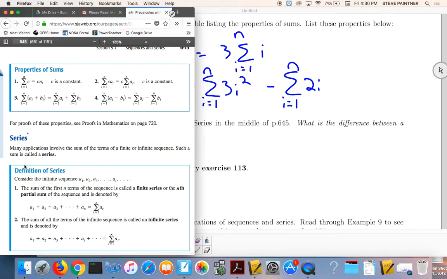Okay, the last rule is really just like the first. In the first one, it says if you have the sum of 2 distinct sequences, you can sum them separately.